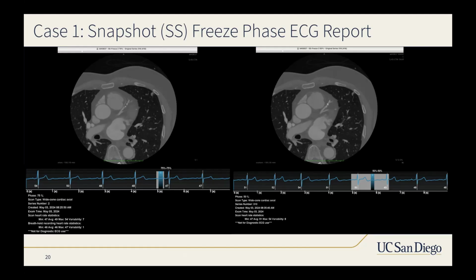So on the left, if it's reconstructed at 75% of the RR interval, that means the scanner waited until 75% of the way through one cardiac cycle. And this is roughly late diastole, right before it freezes. And then on the right, it's reconstructed at 50% of the RR interval, which is approximately the mid-systolic phase of the heart. So at 50%, the RR interval is halfway between the two R peaks.